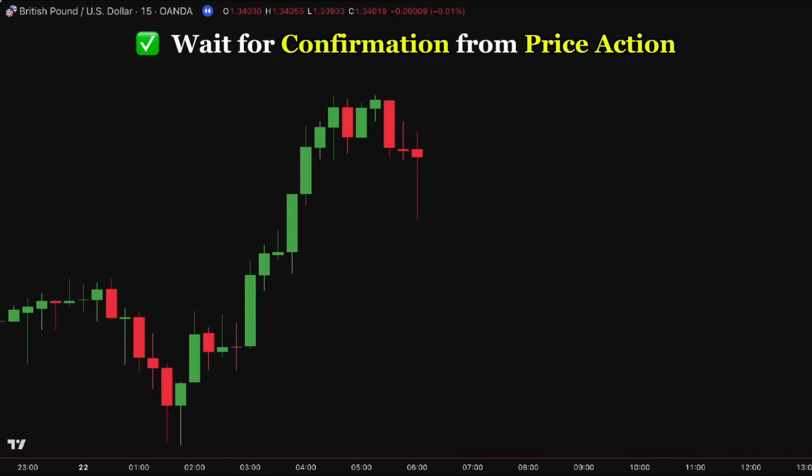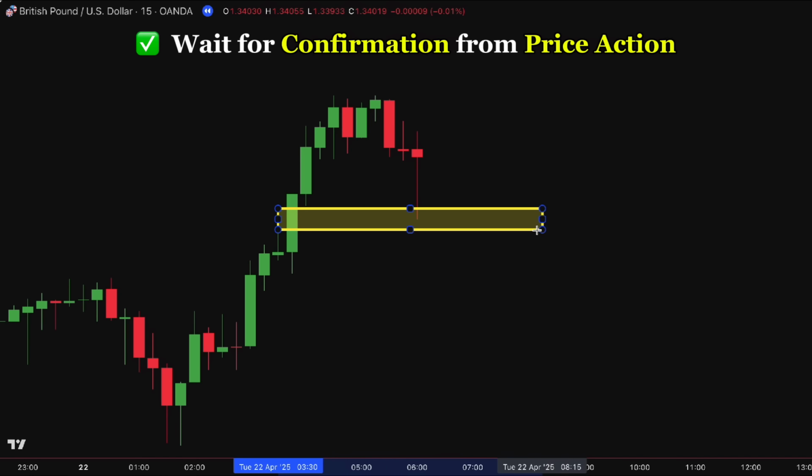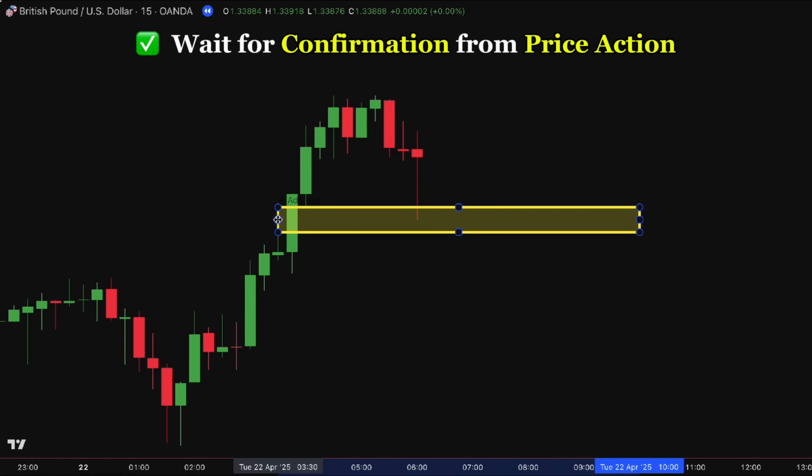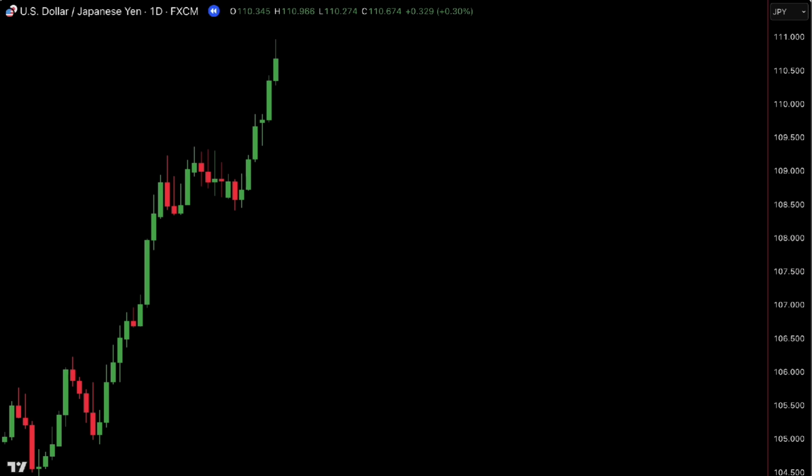Wait for confirmation from price action. The presence of a fair value gap doesn't guarantee a reversal. It simply marks a potential liquidity zone. To validate it, wait for a clear reaction, such as a strong rejection candle or a reversal pattern. If price reaches the gap and shows no sign of rejection, avoid the trade. Smart money reacts with intent. So should we. Now let's look at a chart example.